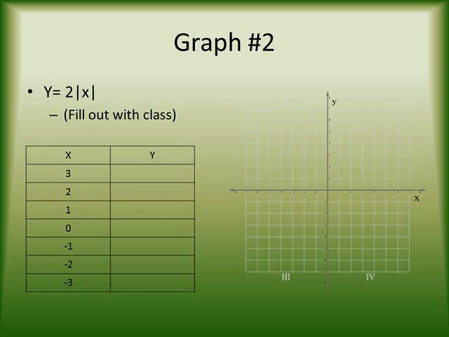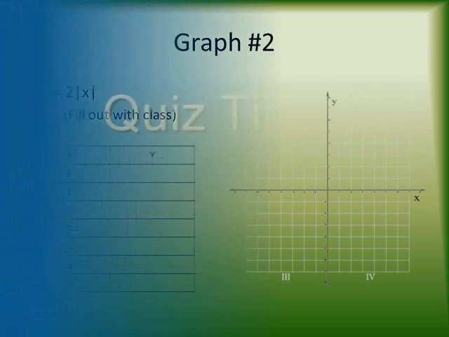So graph number 2, well, y equals 2 times the absolute value of x. So I'll go straight down the y table. So we have 6, 4, 2, 0, 2, 4, and 6. When we plot this graph, we're going to have our center at 0, 0, and we're still going to have a V, except the lines are going to be closer together, more condensed, because we're multiplying it by a number greater than 1.